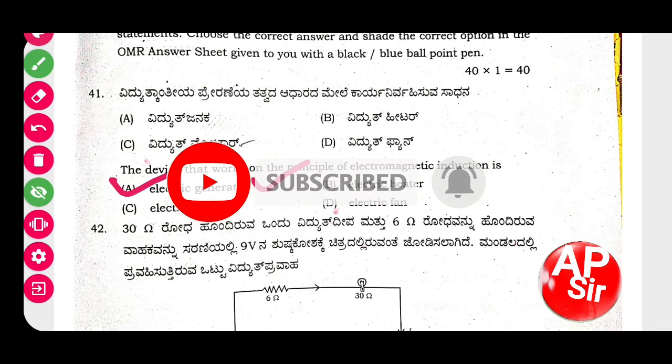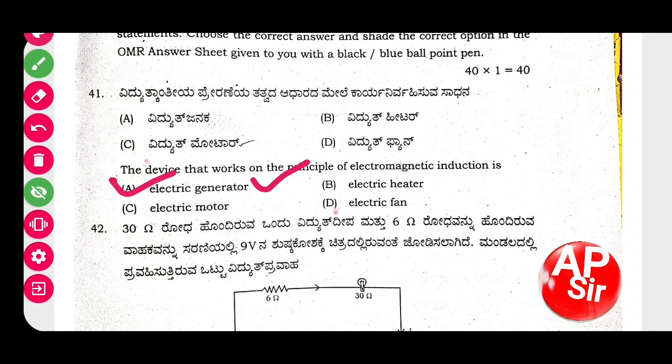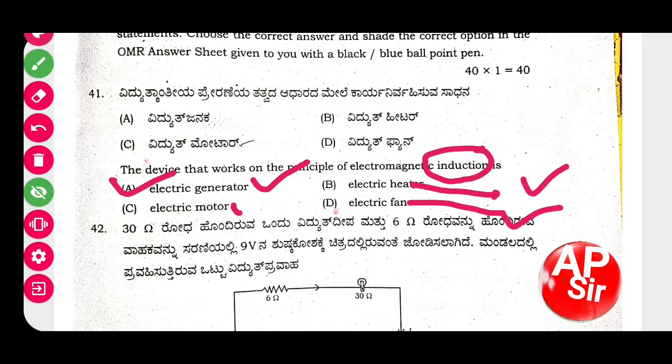Electric heater is not. What we are calling here the principle of electromagnetic induction means electricity must be produced. In electric motor, electric fan and electric heater, ready electricity we are using. We are not producing anything. So the option will be the first, electric generator, that is Vidyut Janaka, for Kannada medium kids.